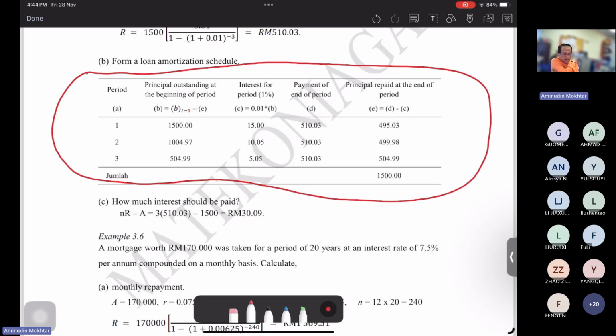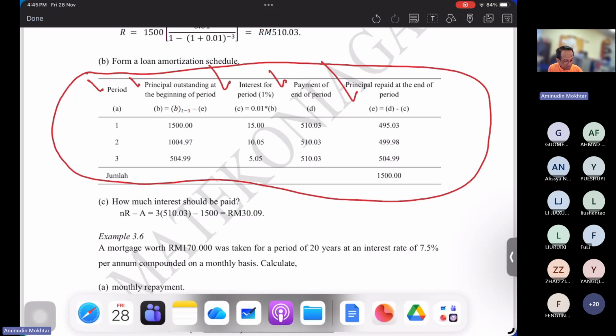This table shows, of course, the time period: first month, second month, and third month. It shows the principal amount outstanding at the beginning of each period, and the interest rate for each period. We also know how much interest you pay every month, the payment at the end of the period, which is a fixed amount, and the principal that you pay every month. I will show you how to construct this table.